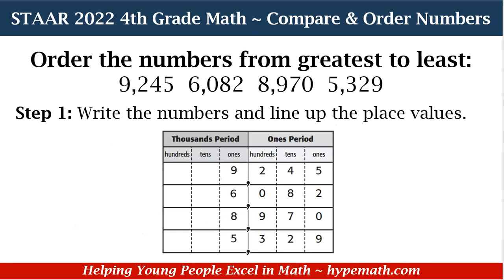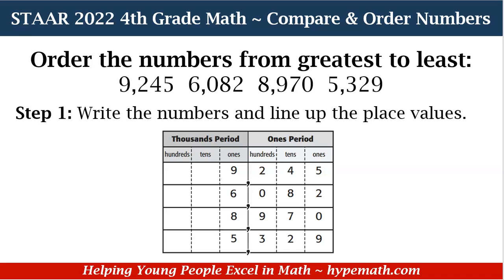Here we see 4 numbers, and our directions tell us to order the numbers from greatest to least. We have 9,245, 6,082, 8,970, 5,329. What do we say our first step is? We need to write the numbers and line up the place values. And if you notice, we have them all lined up.